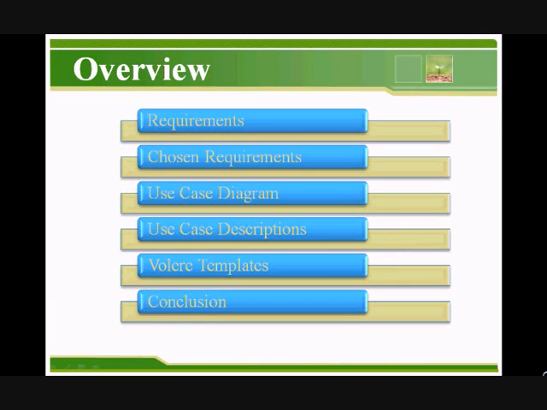In this presentation, we will first show the requirements that our group came up with after a survey was completed and further refinement from feedback. We then show the requirements that we have decided to use for this presentation. From these, we have completed a basic use case diagram, use case descriptions, and Volere templates.